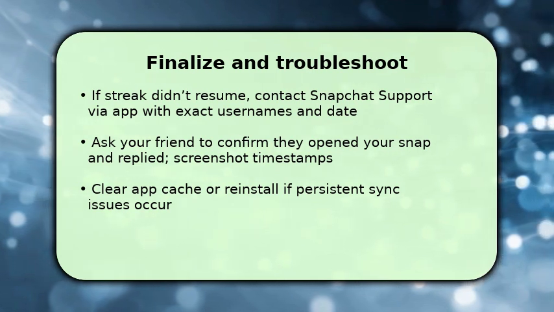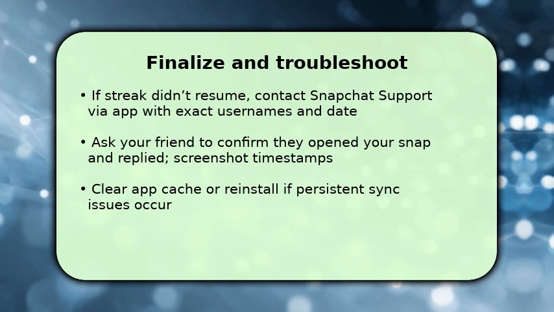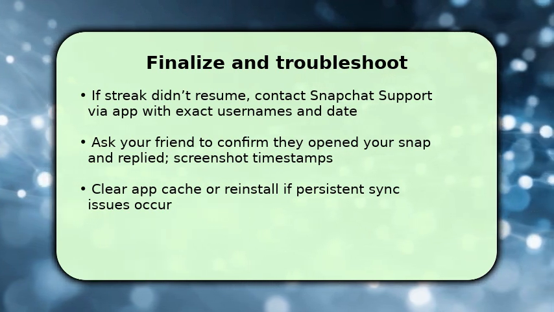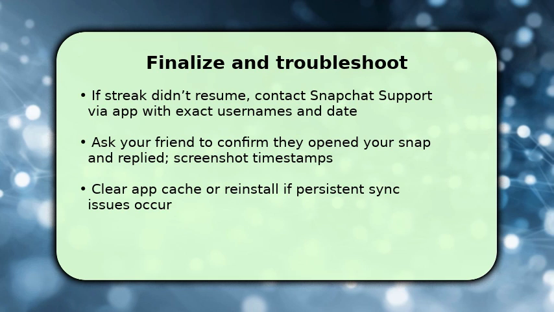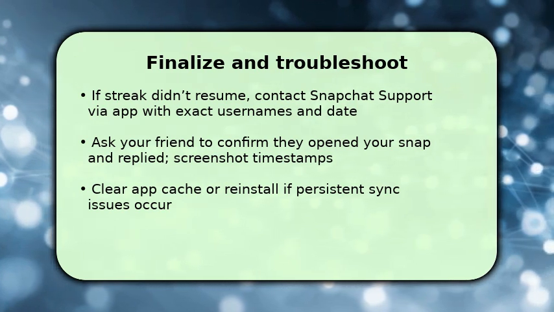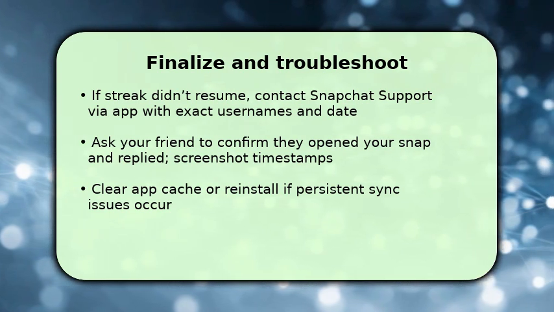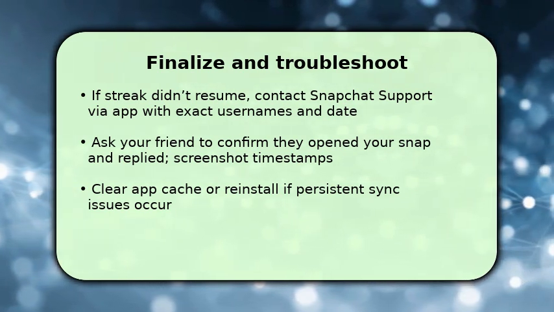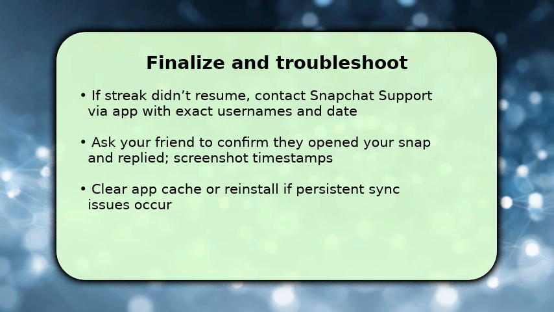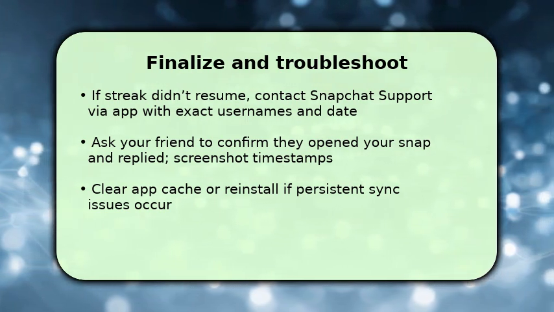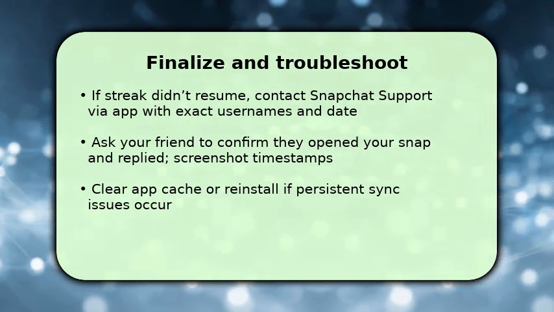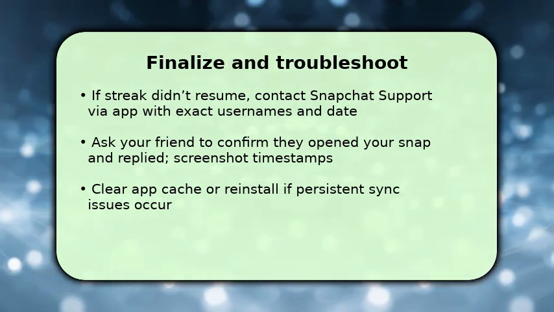If the Streak doesn't update, collect proof. Screenshots of sent/open icons and timestamps, then contact Snapchat support through settings: "I need help with my Snapstreaks." Also try clearing cache or reinstalling to resolve local sync errors. If you're blocked or deleted, only re-adding and exchanging new snaps will start over. Keep calm. Documentation speeds up support resolution.